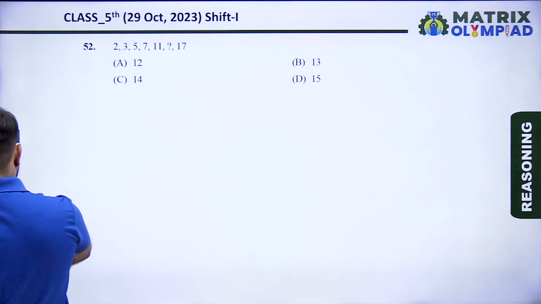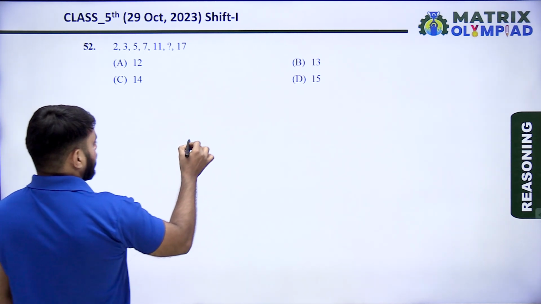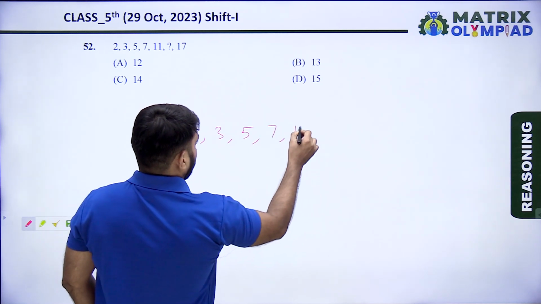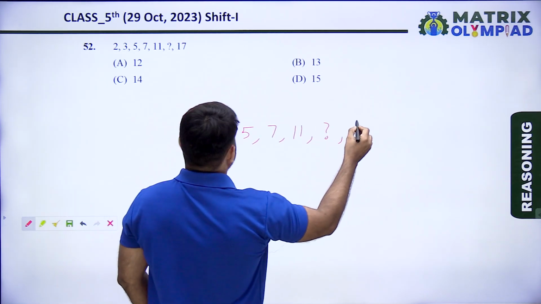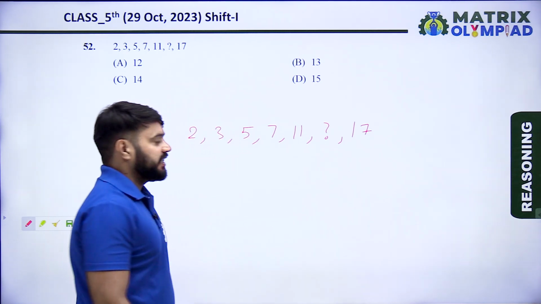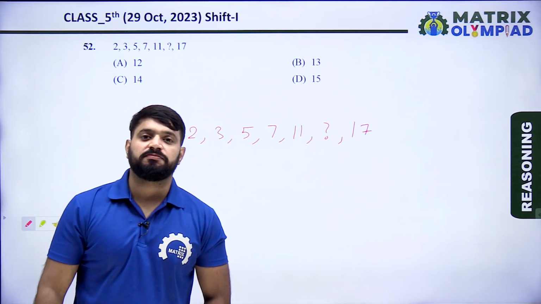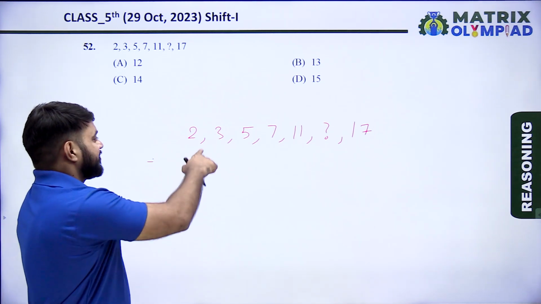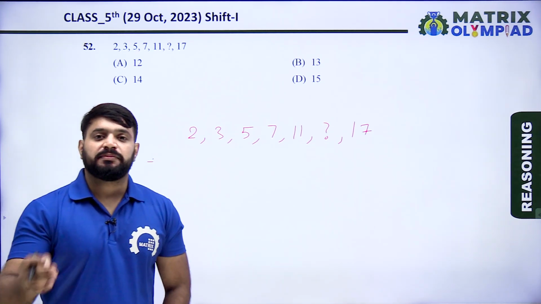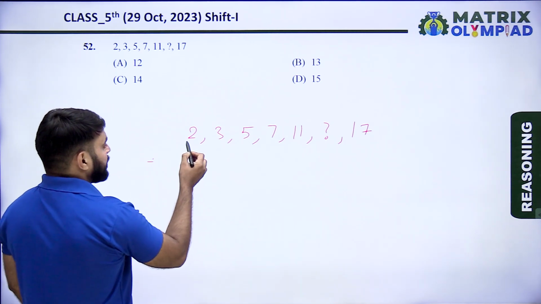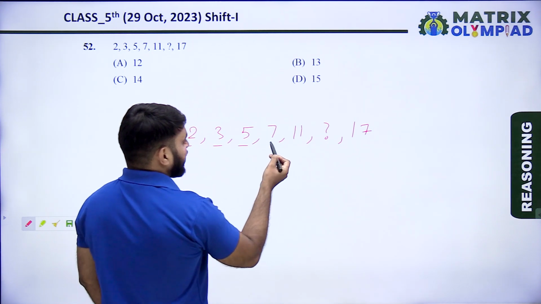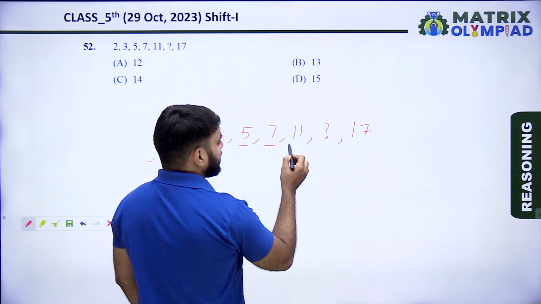So the next question is question number 52. The series is 2, 3, 5, 7, 11, missing term, and the last term is 17. So first find the pattern of the question. The pattern is that this is the consecutive prime number sequence. The first prime number is 2, next prime number is 3, next is 5, next is 7, next is 11.